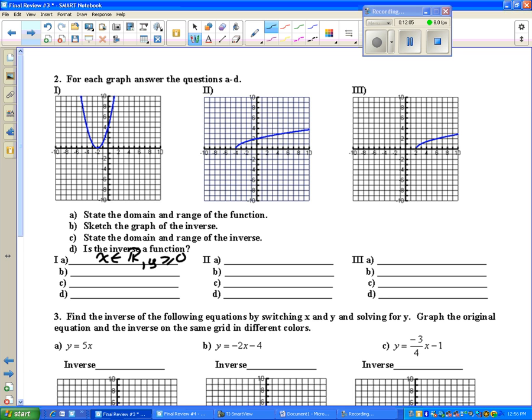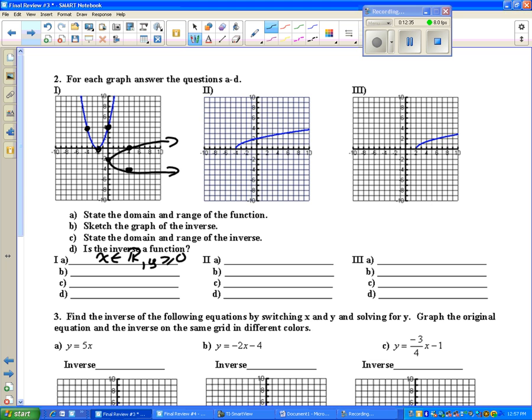Sketch the graph of the inverse. Well, again, I have this point negative 2, 0, so I can go to 0, negative 2. I have this lovely point up here of 0, 4, so I can go to 4, 0. I have this point that is negative 4, 4, so I can go to 4, negative 4. And there's my sideways parabola.